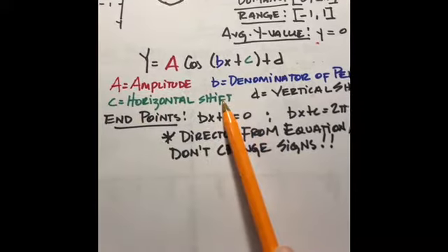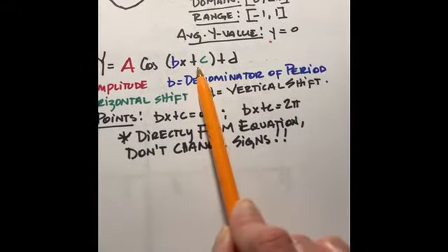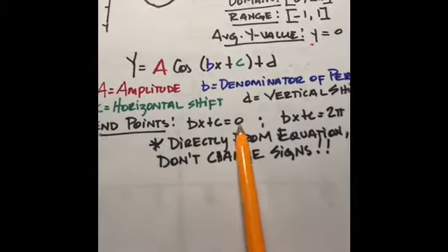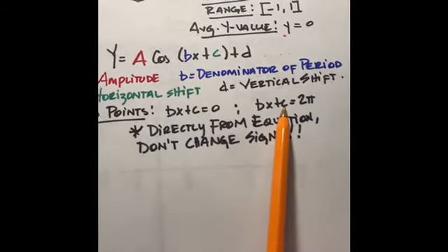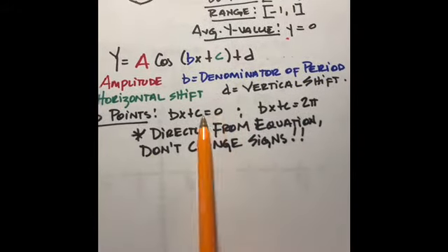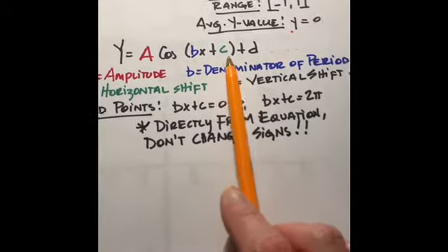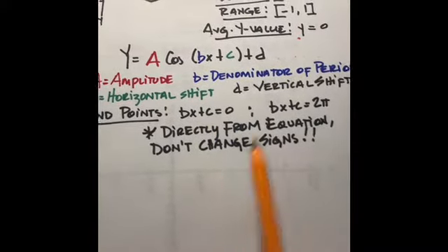The c is the horizontal shift that the graph is going to have, and d would be the vertical shift, meaning this part plus c and plus d. For the endpoints, bx plus c equals 0 and bx plus c equals 2 pi. I do it in the same way that I did the sine function. And this part of the bx plus c, remember that I get it directly from this part of the equation without having to change the signs. The signs don't change, please remember that.